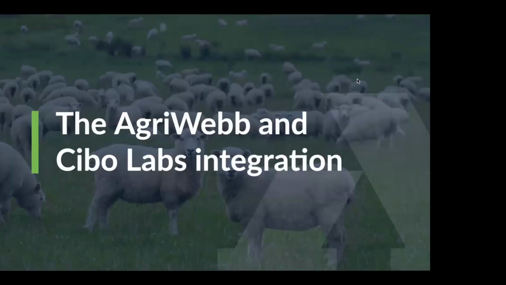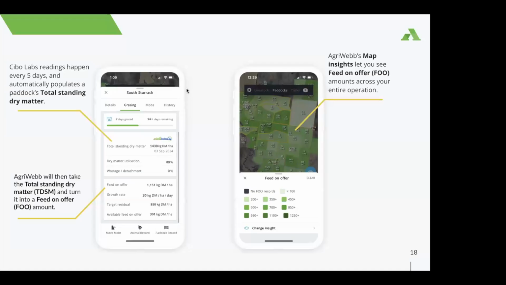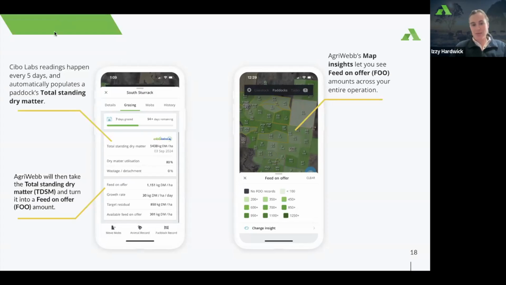Amazing. Thanks, Phil. Izzy, I might toss it back to you if you wanted just to briefly chat about why AgriWebb and Cibo Labs are even here today. Sure. AgriWebb and Cibo Labs have really formed a good partnership, I think, Phil. I feel like we're good friends now.